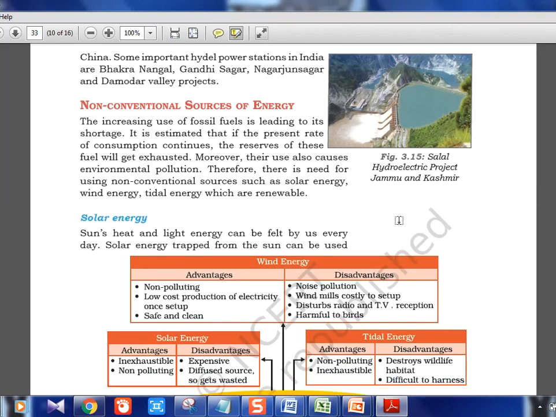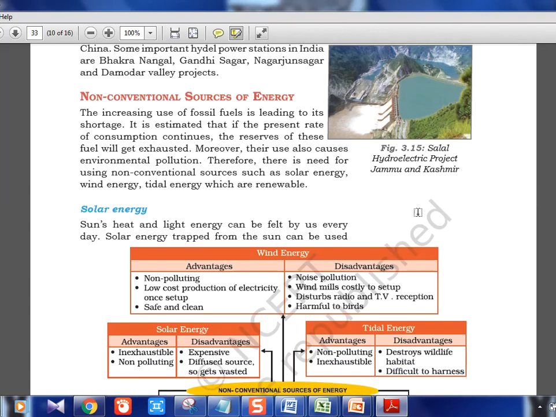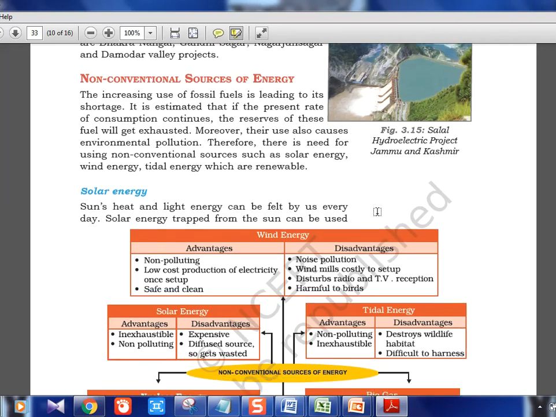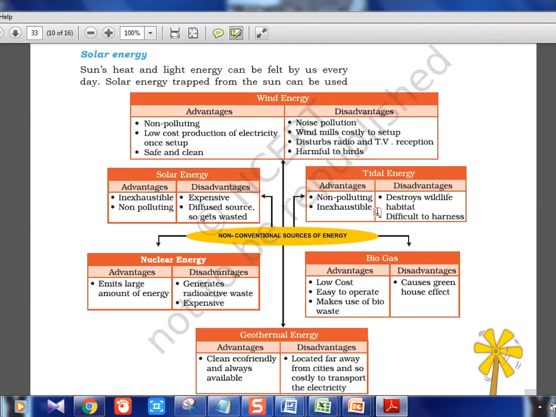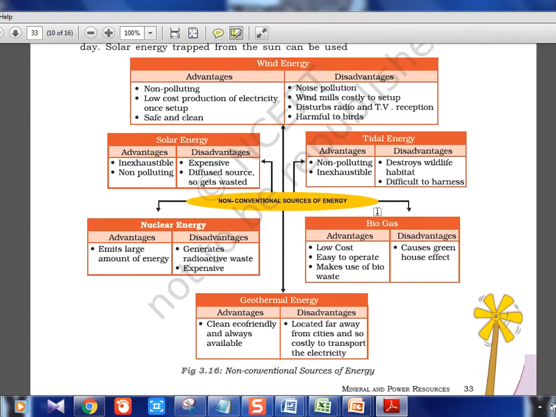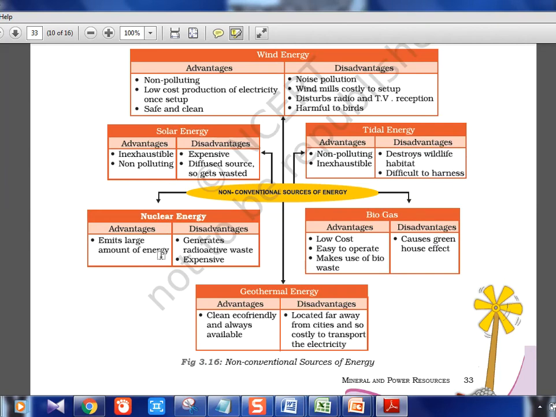For non-conventional sources, they have made a table here. The Salal hydroelectric project is in Jammu and Kashmir. Just remember that name, as questions used to come on it because it's mentioned in NCERT. If UPSC picks it up, it will be trouble for you, so try to remember. Wind energy, solar energy, nuclear energy, tidal energy, biogas, geothermal energy. I have already told you the names.